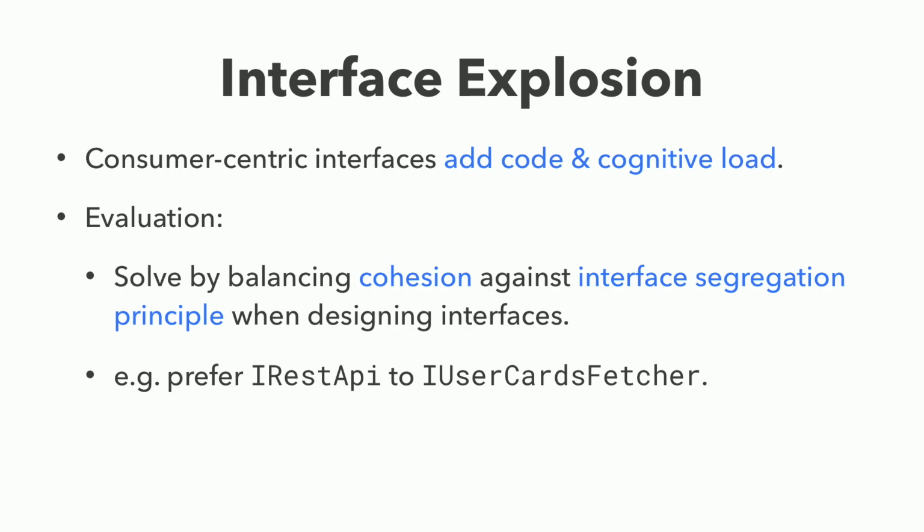Something else you might say is we started to define these very granular interfaces. We had an IUserCardsFetcher and a LastCardStorage. These are very small interfaces, and so if we were to extend this across an entire code base, we might end up with hundreds of interfaces. That adds code and that adds cognitive load. Which one of these very specific interfaces do I need to use in any given circumstance? So this is definitely a real problem. And the solution, I think, to this is to balance two different software principles against one another when thinking about how to build those interfaces.